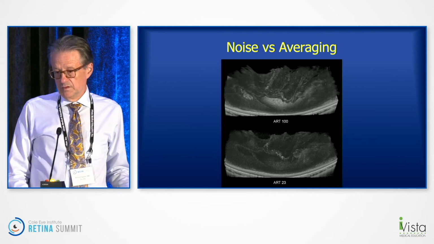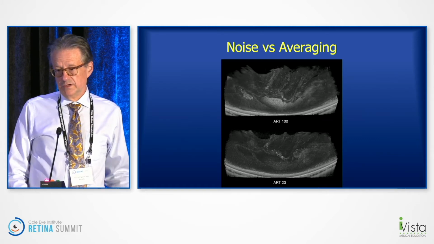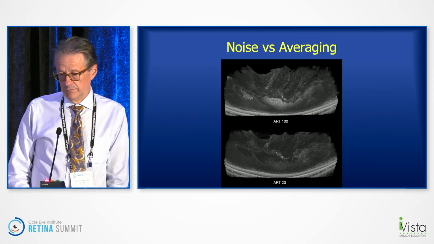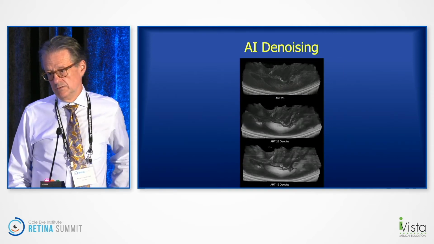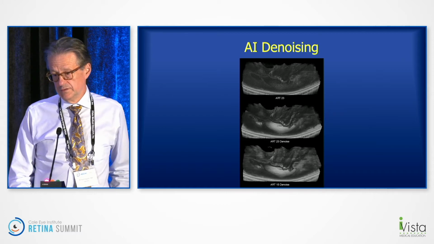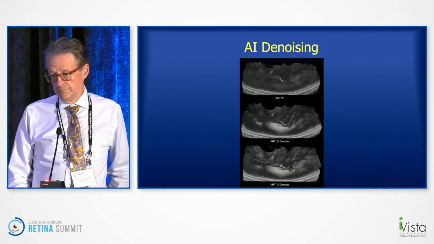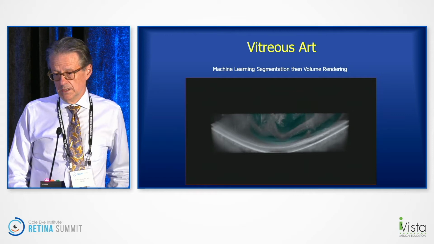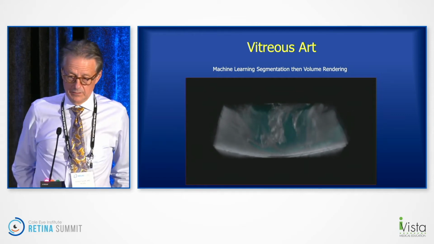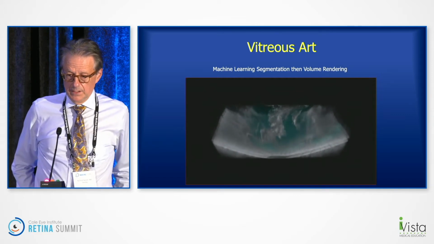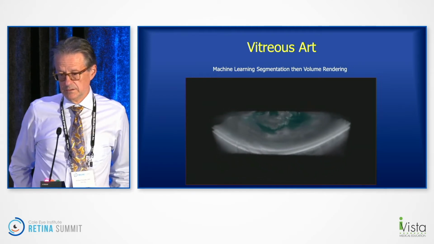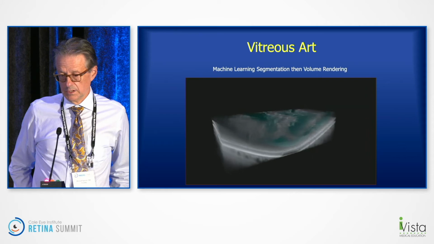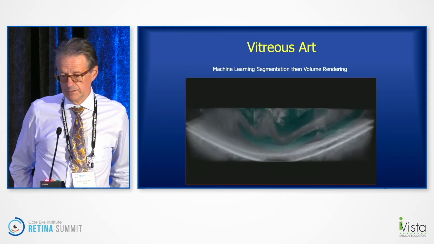Now, the one problem is that any volume rendering is killed by noise. Even if you reduce the ARC to 23, you can see it's very noisy. So what we did then is to use AI to denoise the image, and you can see that even with ARC 23 or 15, you get a pretty good image. And finally, I used AI also to segment the vitreous. So the formed vitreous is kind of whitish. Clear vitreous is that sort of water aqua color. And we're going to just fly through the vitreous.